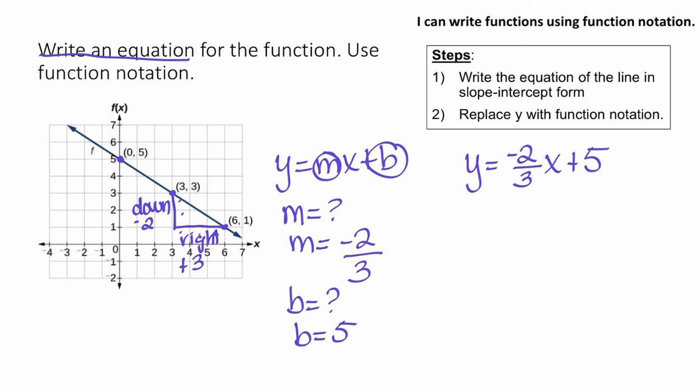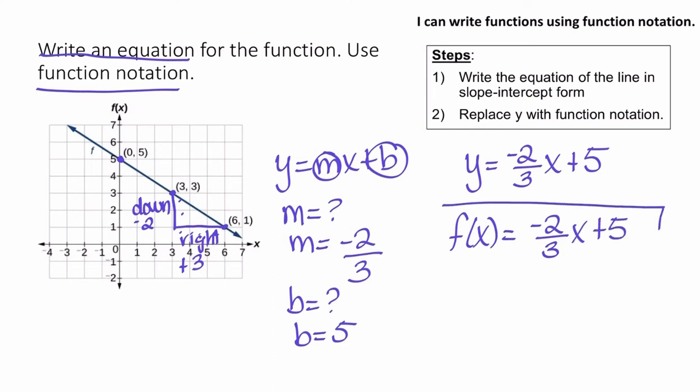So I have the equation of the line, but they also want me to use function notation. Notice that this line is a function, right? All linear equations are functions. So instead of writing y, I can write f(x), and I would have f(x) = -2/3 x + 5. And that is my equation of the line in function notation.